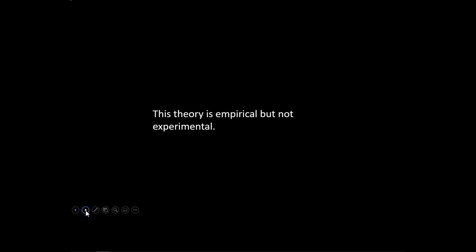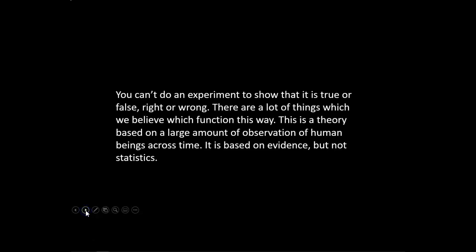So this theory is empirical, but not experimental, Gardner's theory. It's that it's observed, but it's not that there's a whole lot of research done to prove that it actually exists. What it's usually a matter of is getting people who've worked with others educationally across their lifetime to recognize and say, oh yeah, I can see that. That it's just obvious, it's empirical, it's out there in the evidence. You can't do an experiment to show that it is true or false, right or wrong. There are a lot of things which we believe which function this way.